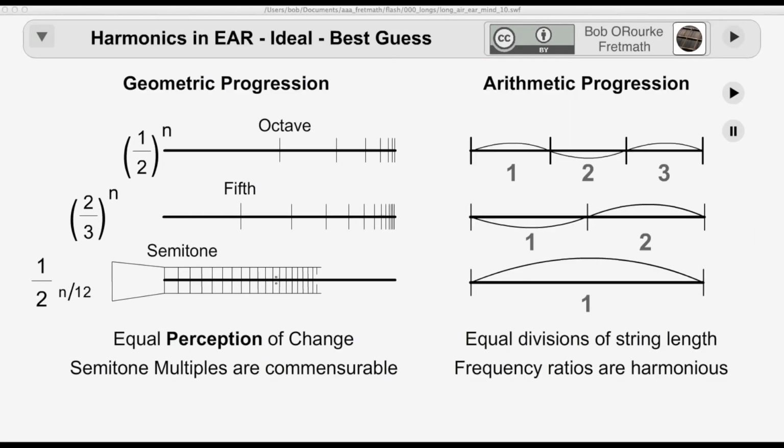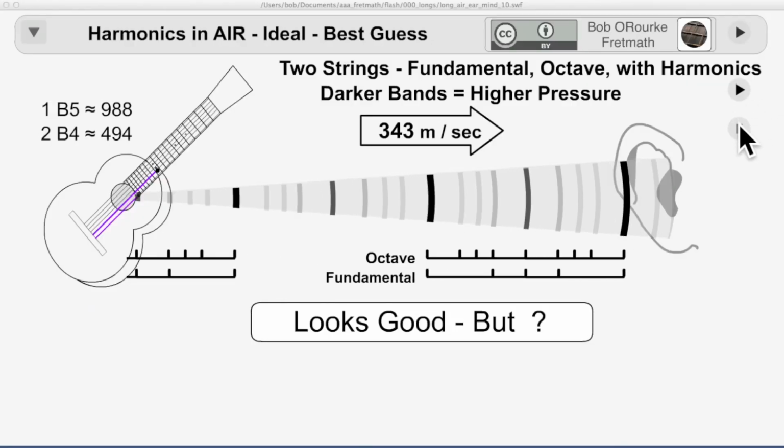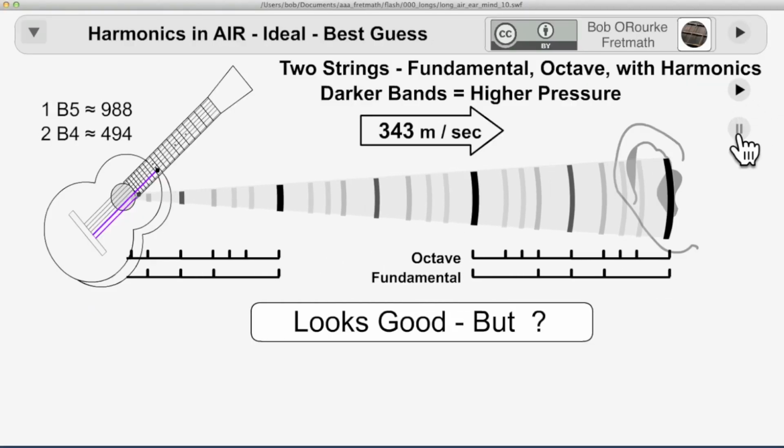Here's the two types of division side by side. The arithmetic progression is the harmonic progression, and that'll give you the best harmony. But the geometric progression, the logarithmic or fretboard, gives you a uniform semitone. I come across some problems here when I start using multiple strings and multiple instruments.